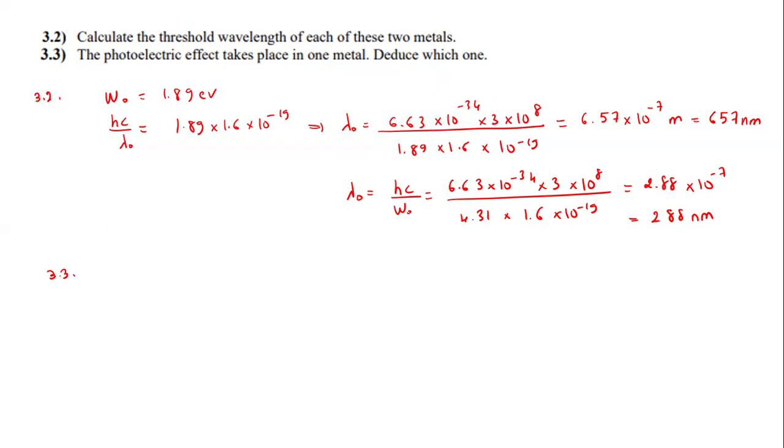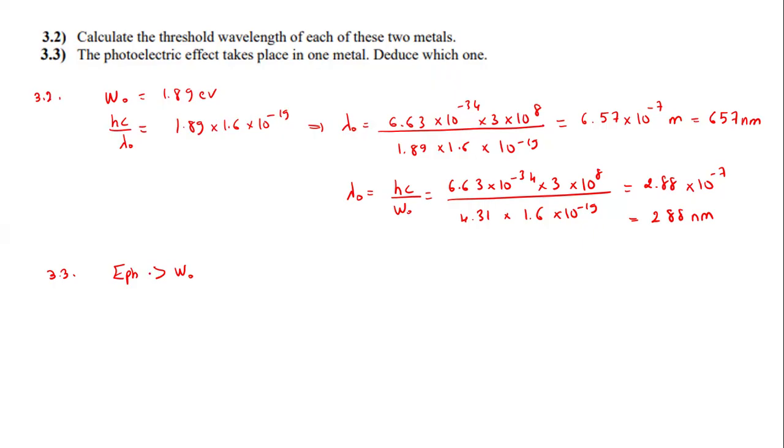The last question, part 3.3, the photoelectric effect takes place in one metal. Deduce which one. For the photoelectric effect to happen, we can usually compare the energy. We say if the energy of the photon is bigger than W0, we have the photoelectric effect, which means we have emission of a certain electron, extraction of an electron.